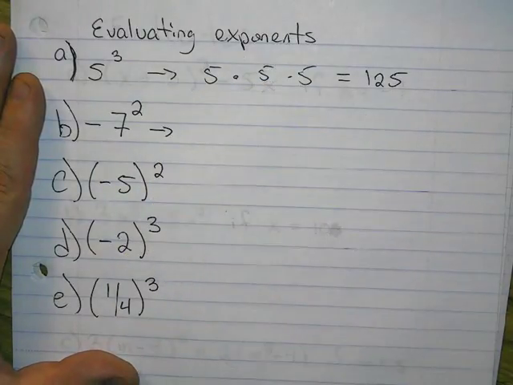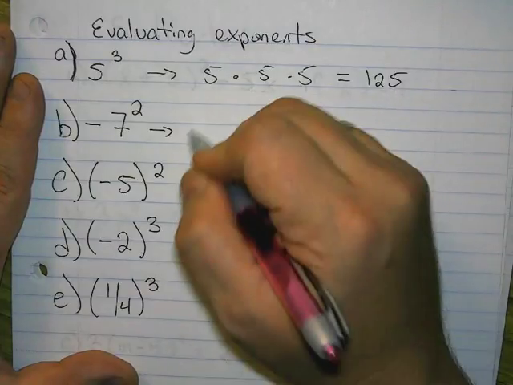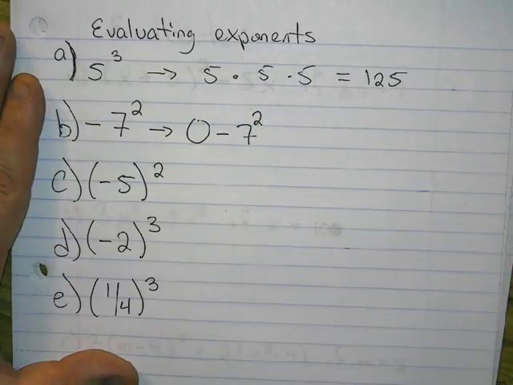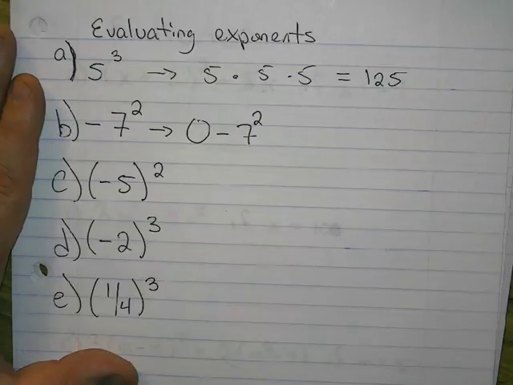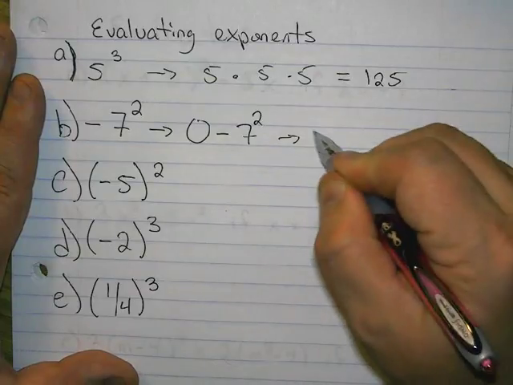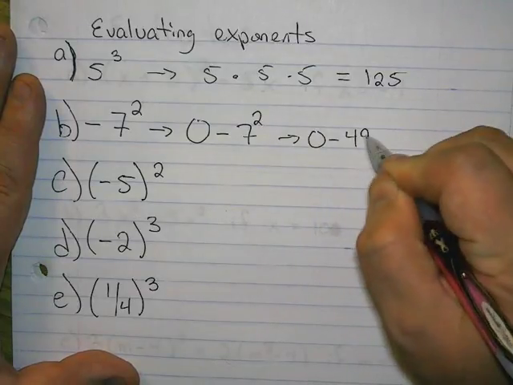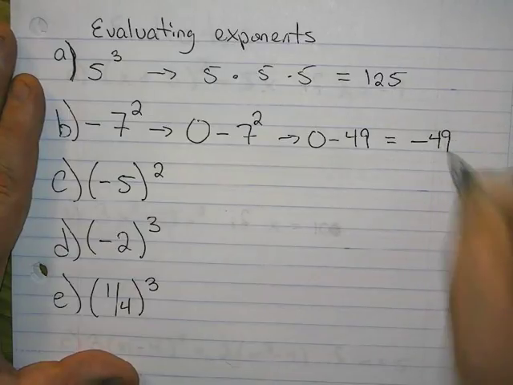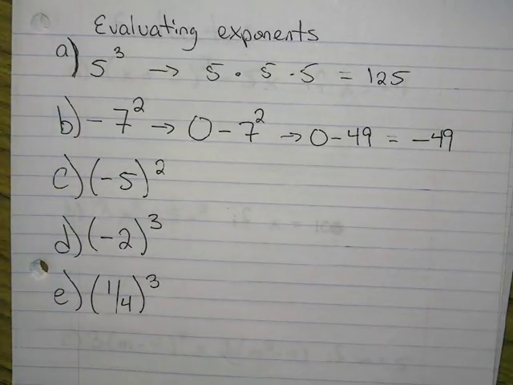Exponent. Because when we write negative 7 squared, that's the exact same thing as 0 minus 7 squared, to which most of you probably would get the right answer. But because we don't actually write the 0 by convention, it becomes a confusing problem. 0 minus 7 squared is the same as 0 minus 49, which equals negative 49. Negative 49.